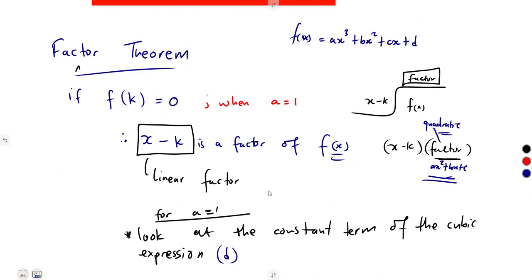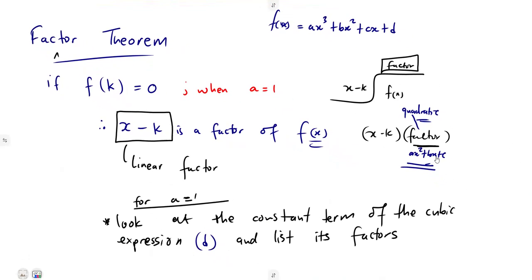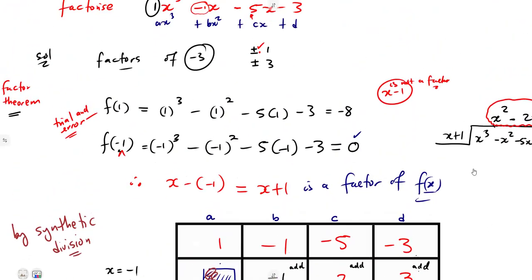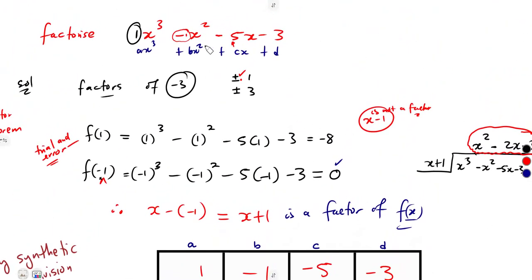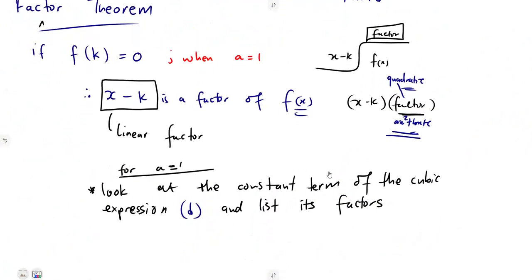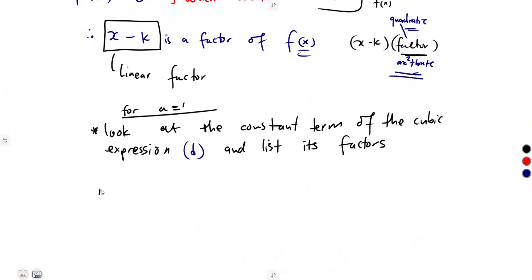So you look at that constant and list its factors. Those are the factors that you are going to substitute into f of x to obtain a 0. So you're going to look for those factors.